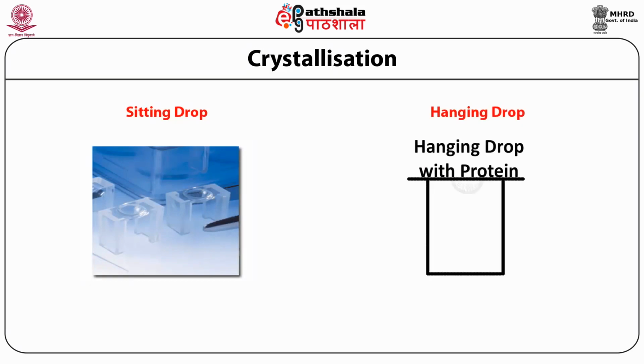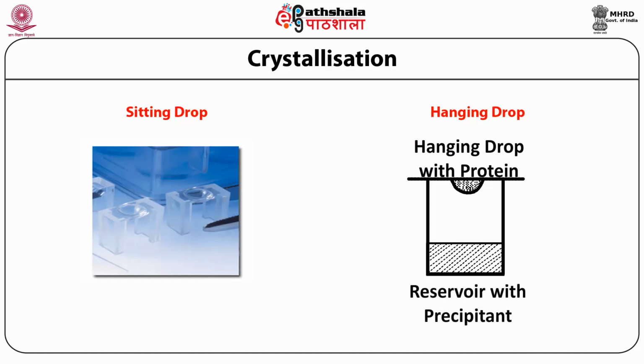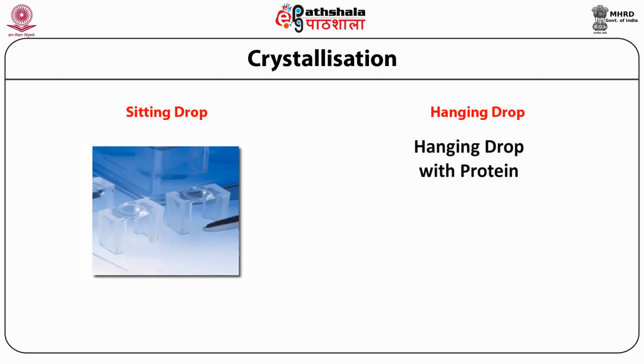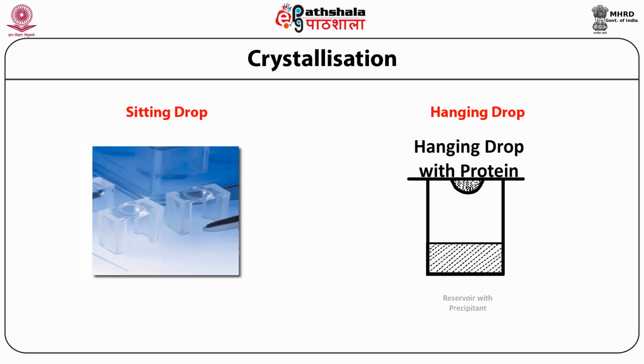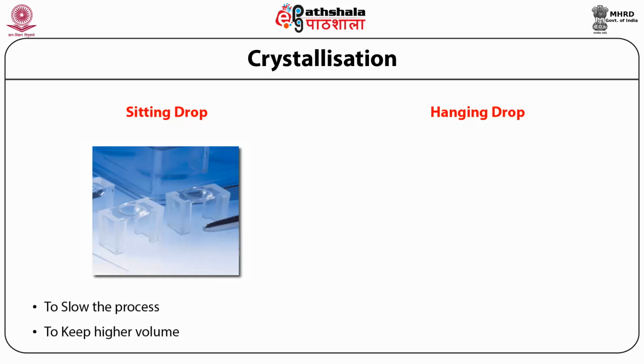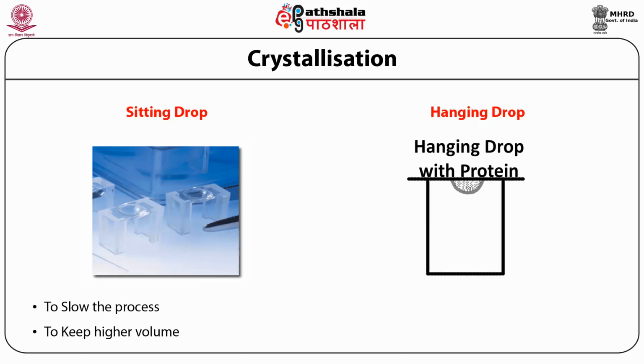The hanging drop is where your protein is hanging on a glass plate, and you have a reservoir with a precipitant. Here the protein and the reservoir are separated only by air, so the diffusion is much faster. In the sitting drop, you have a small bridge where you keep the protein solution, and the reservoir has a precipitant, so the diffusion is a little slower. Sometimes when you need slow diffusion and a slow process of crystallization, it helps.